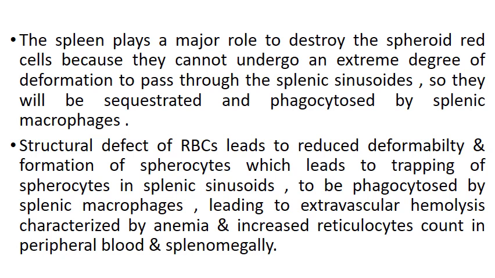The spleen plays a very important and major role in destroying the spherical red blood cells, because they cannot undergo an extreme degree of deformation to pass through the splenic sinusoids. They cannot be deformed because they lack the flexibility to get away, so they are sequestrated and phagocytosed by the splenic macrophages.